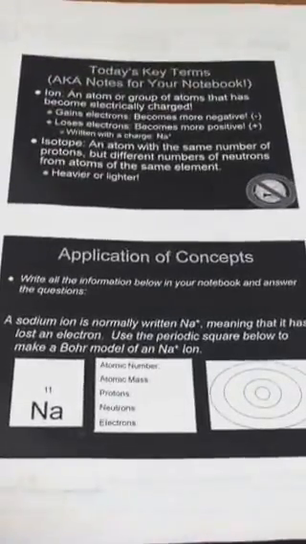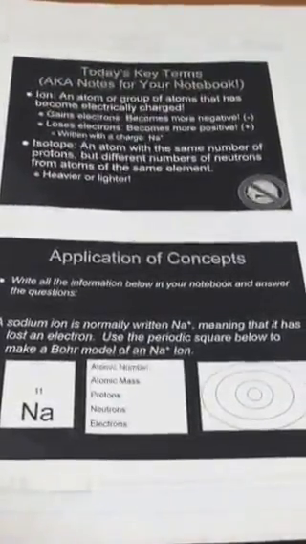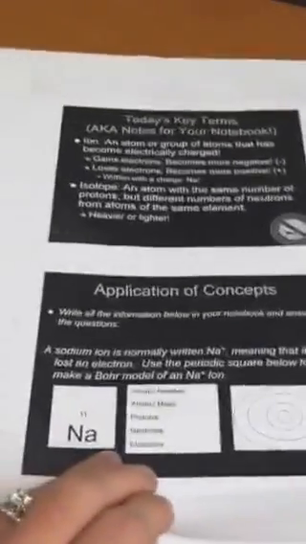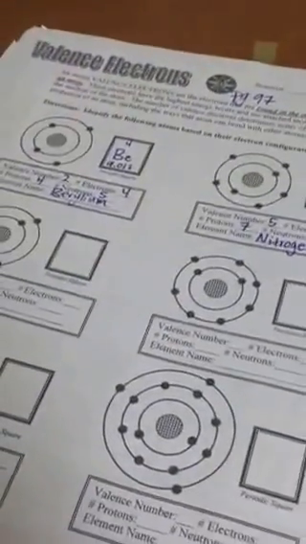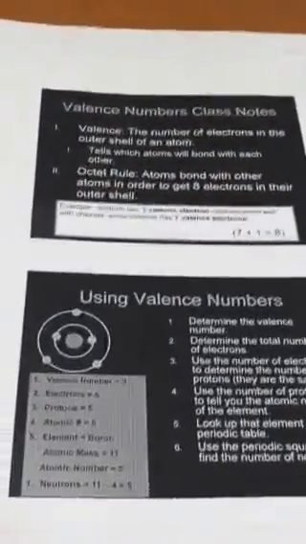Page 96, your notes on ions and isotopes. Yours will be handwritten. Mine have typed because I printed the PowerPoint, but yours will be handwritten on page 96. Page 97 is your practice with valence electrons. And page 98, your notes on using valence electrons and how to calculate them.